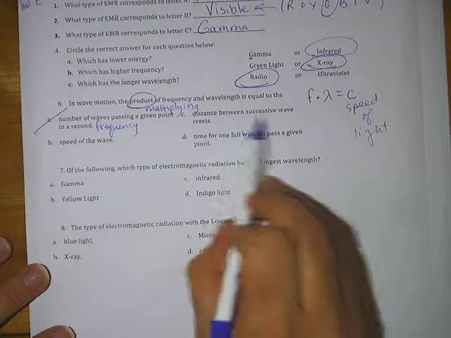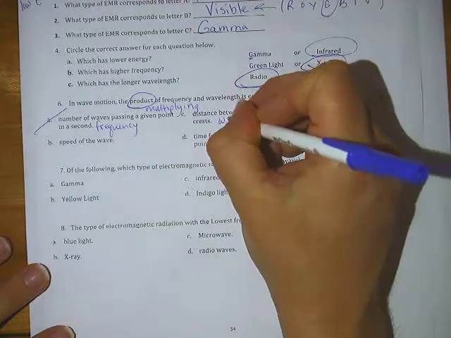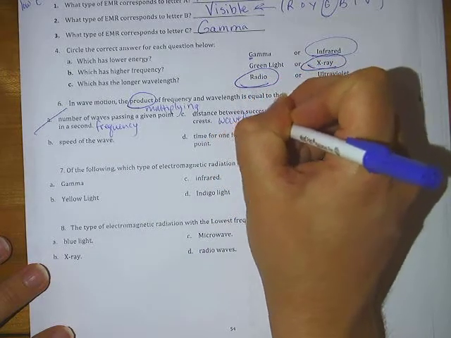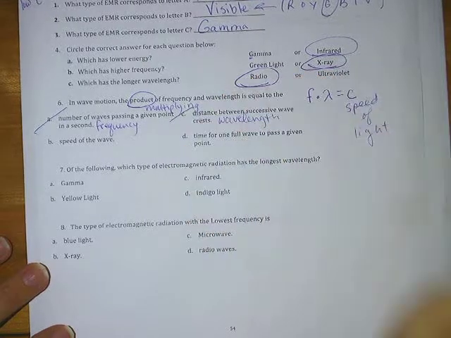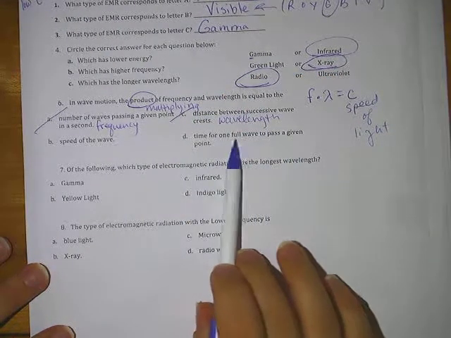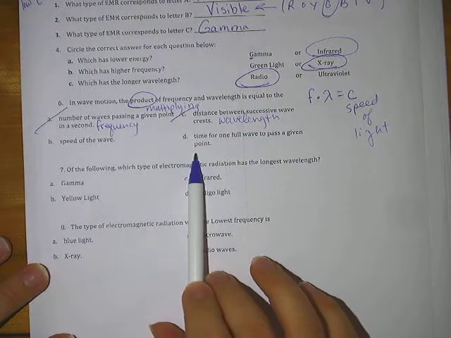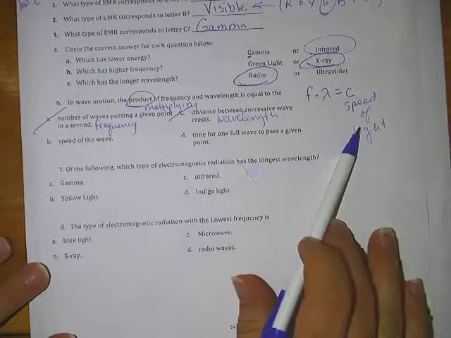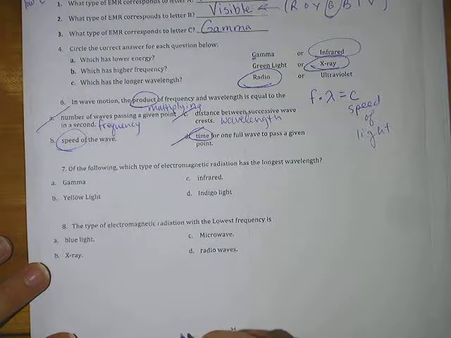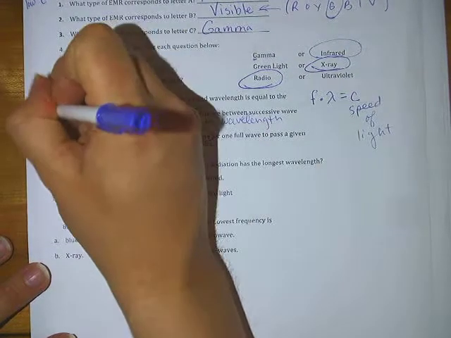The distance between successive wave crests, that's the wavelength. That's not going to be it either. Time for one full wave to pass a given point, that's time, and time and speed are not the same thing. That's not going to be it. But oh, this one actually mentions the word speed, so it's going to be this one.